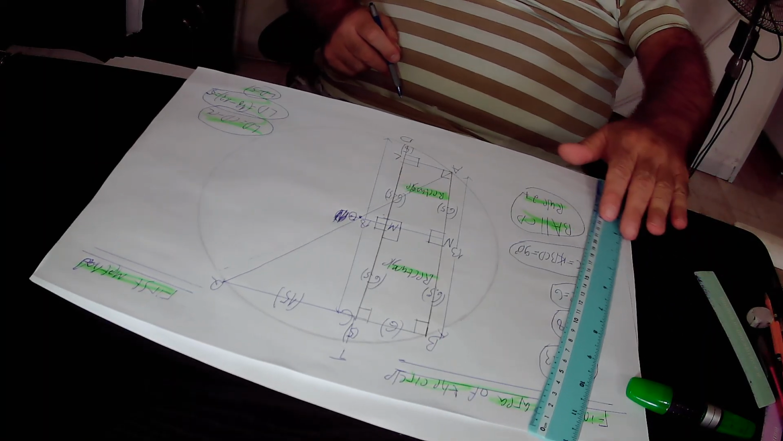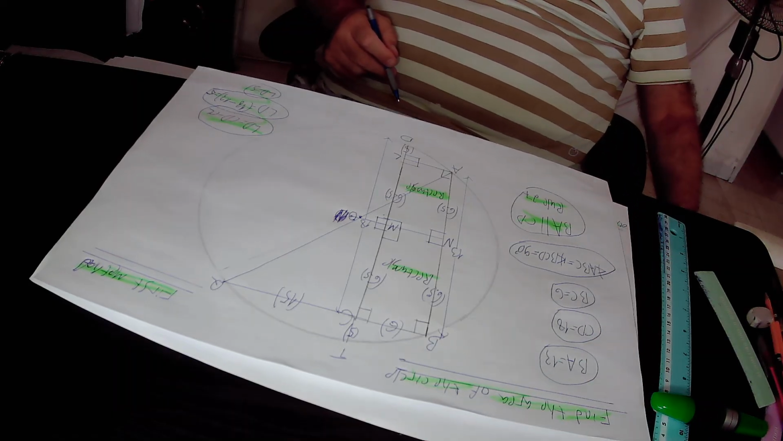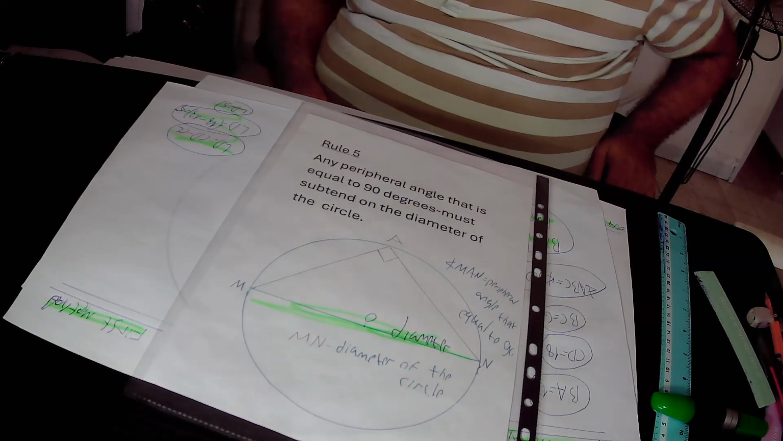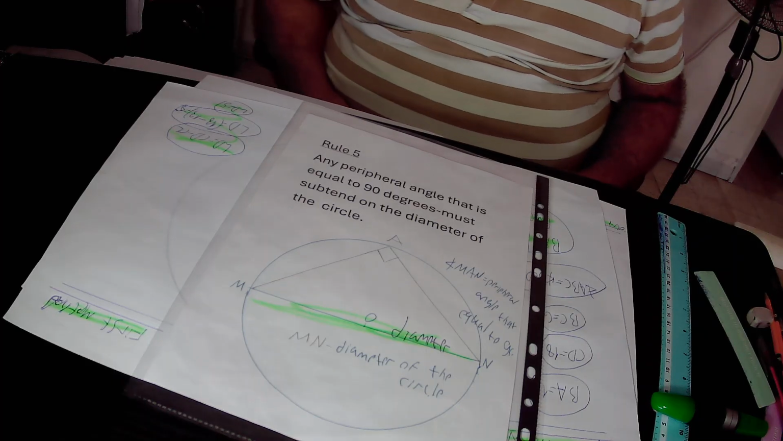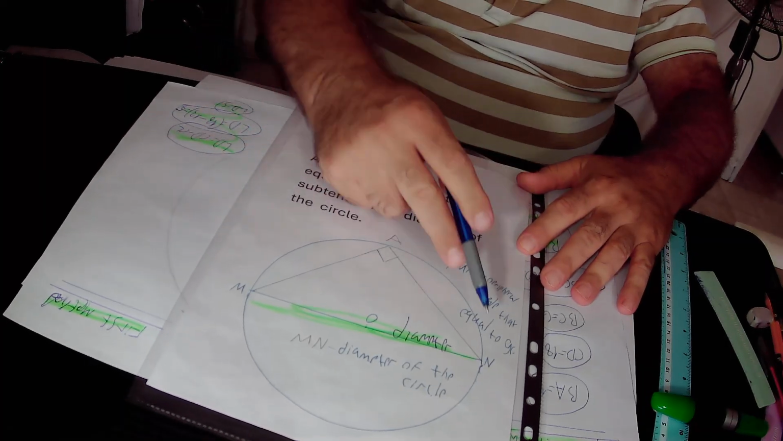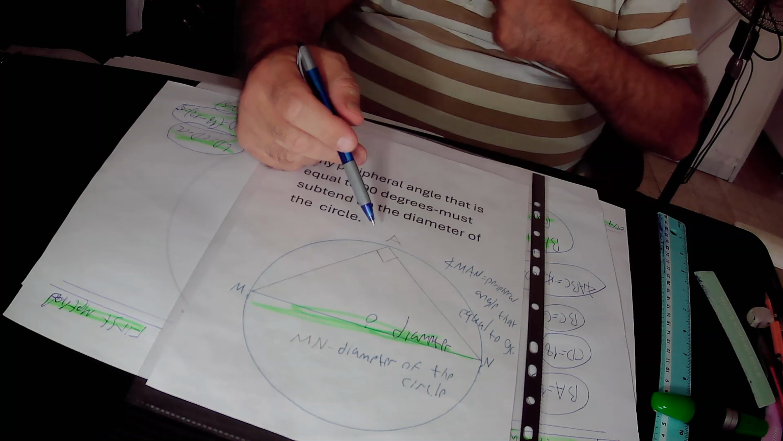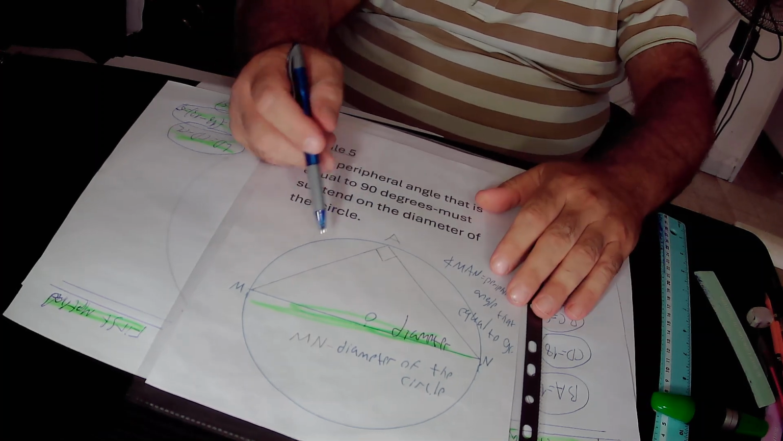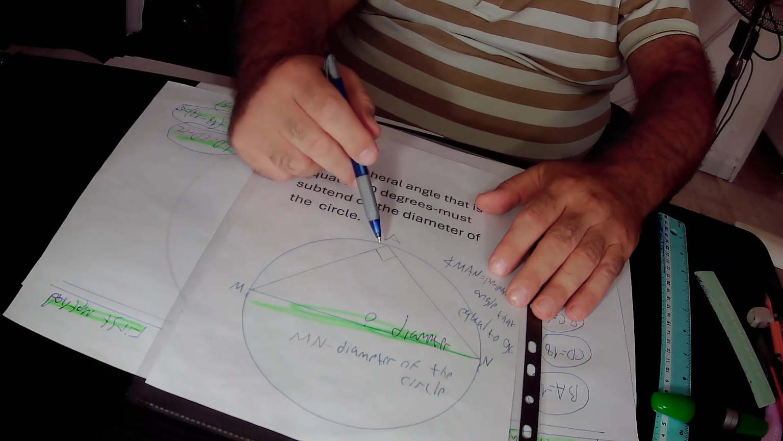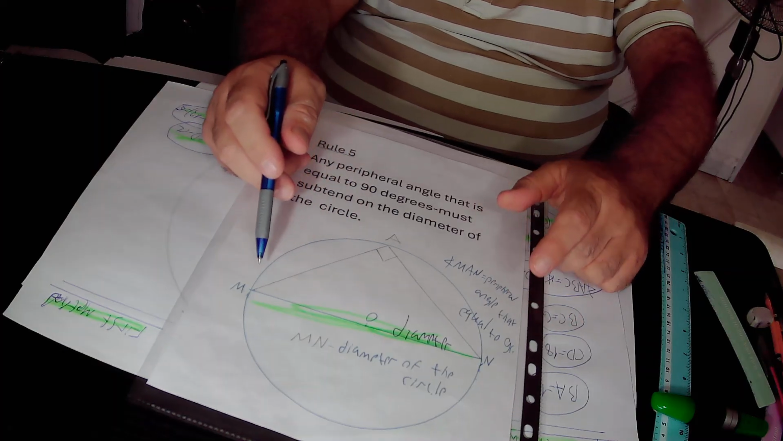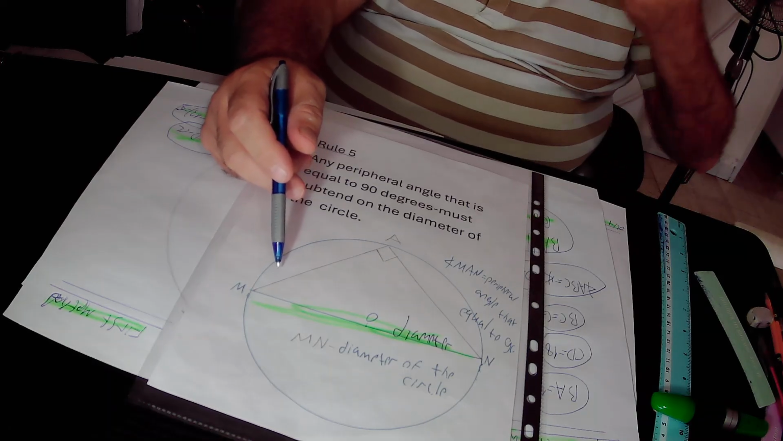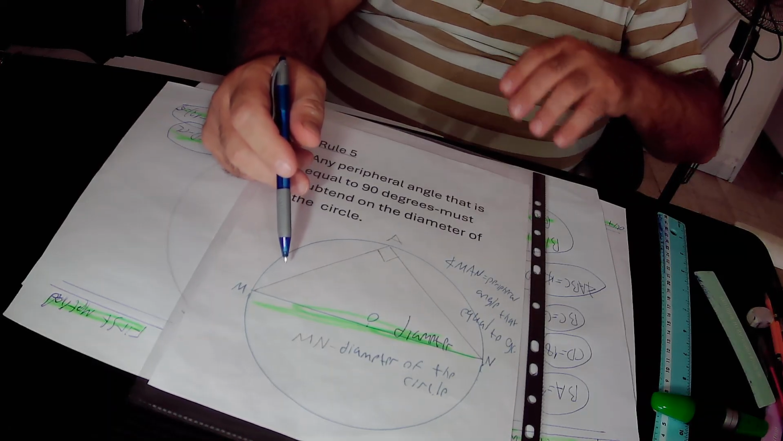So here we can implement rule 5. According to rule 5, any peripheral angle equal to 90 degrees in size must subtend on the diameter of the circle. In the drawing we have a circle. This is peripheral angle MAN, equal to 90 degrees, and therefore according to this rule, peripheral angle MAN must subtend on the diameter of the circle. And indeed, it subtends on chord MN, which is the diameter of the circle.